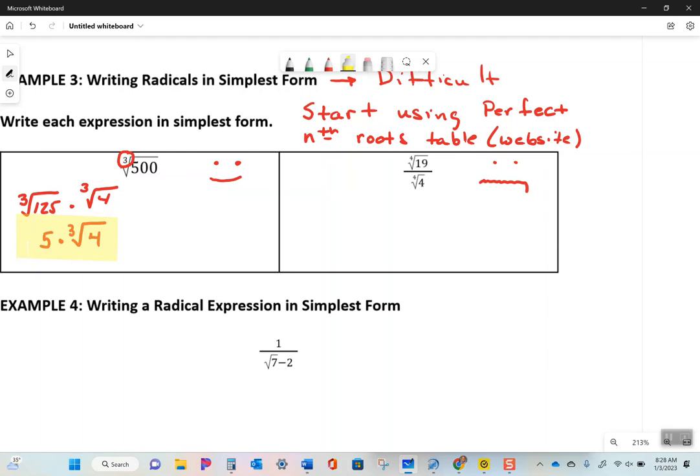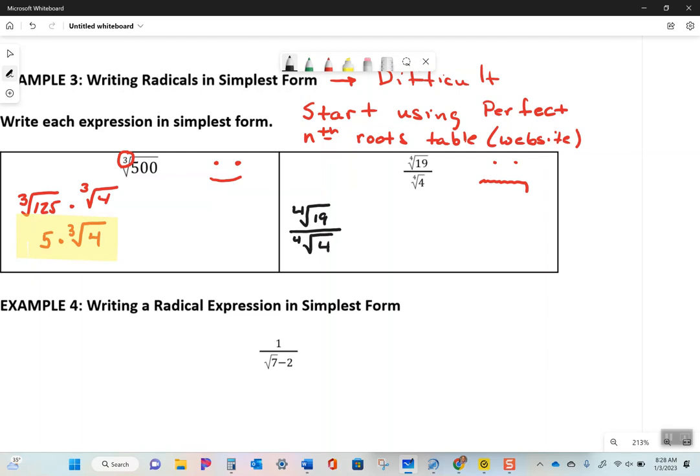That's bad. Okay, so here's what we're going to start to do. We're going to do what we start calling rationalizing the denominator. Okay. And in this case right here, I'm going to rewrite this just like this, the fourth root of 19 over the fourth root of 4. Now, the first thing I would check is this.